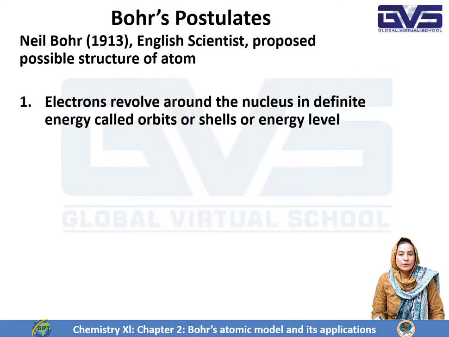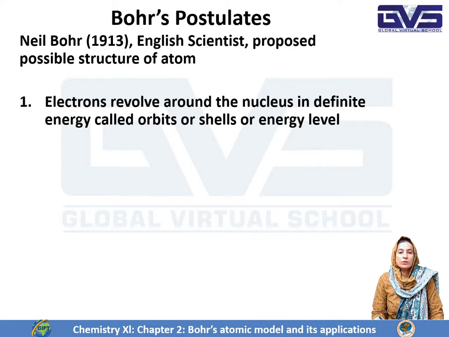According to Niels Bohr, his first postulate told us that electrons revolve around the nucleus in definite energy. That definite energy and the circular path on which it is moving is called orbit or shell or energy level. These are the same names: shell, energy level, or orbit.